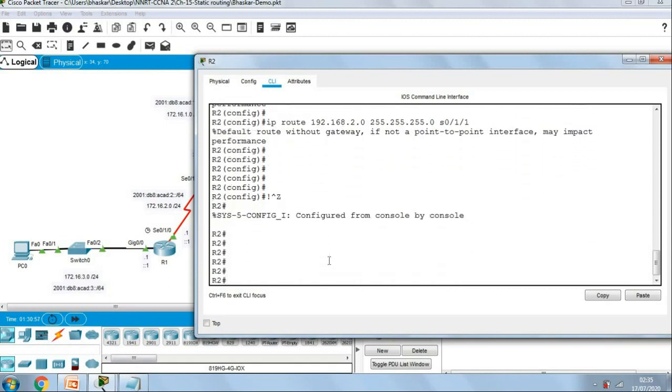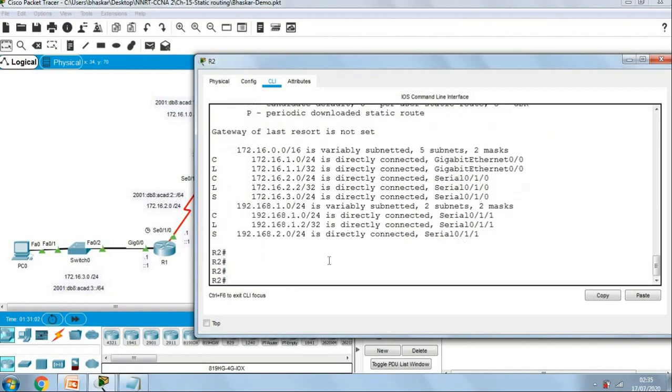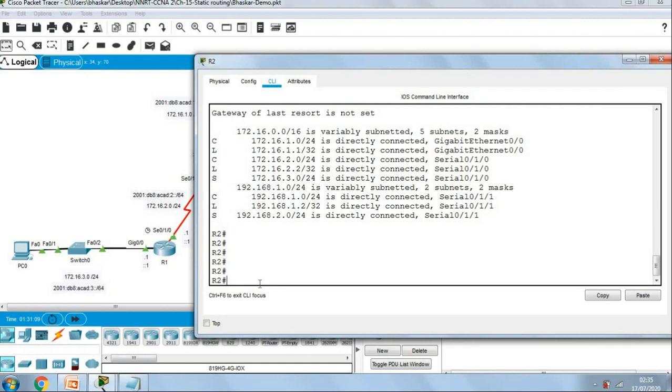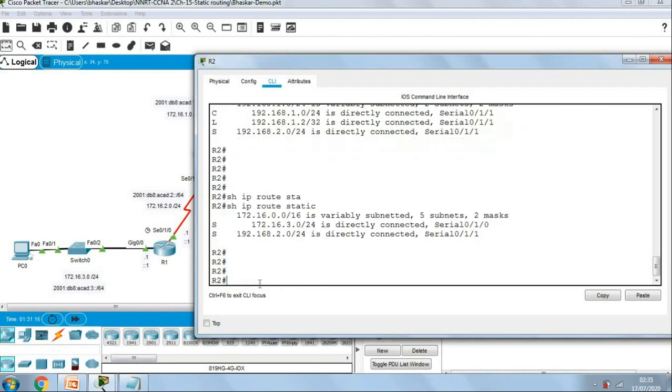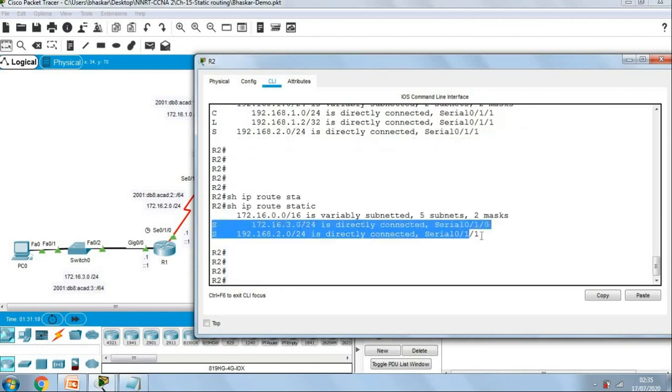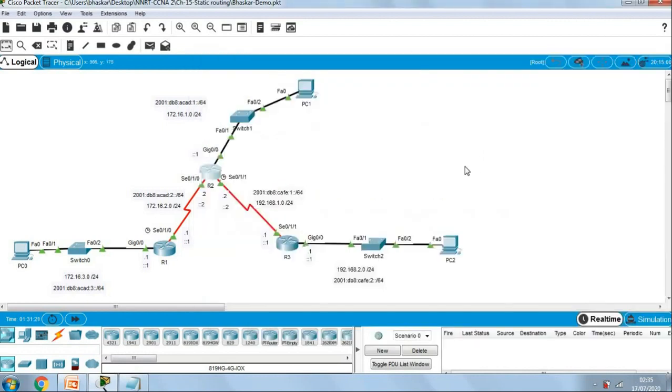Now I'm going to verify my static routes. Show IP route. Okay, so it is there. Yes, two static routes are there to reach the two network as well as the three network here. If I want to check only for static, show IP route static, right? So now we configured two static routes like this one. For R1, I configured how to reach R2 and R3, and from R2 I configured how to reach R1 as well as R3.